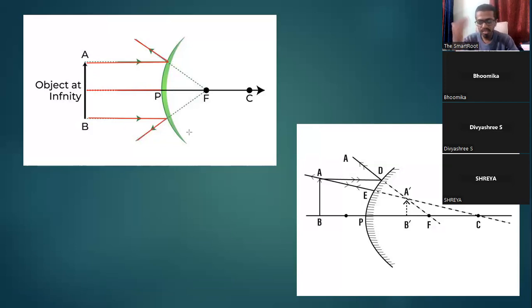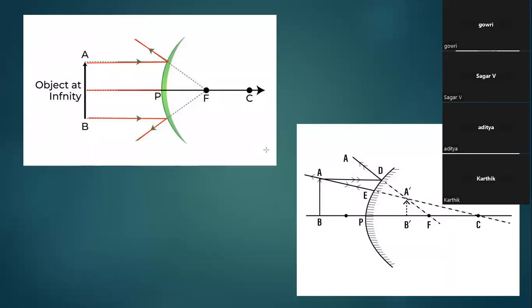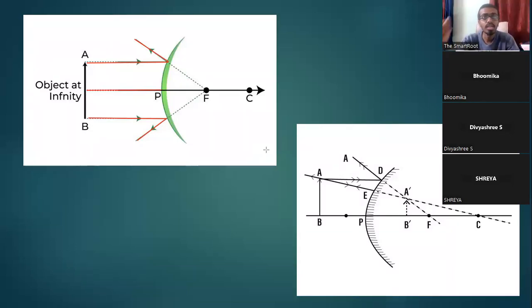We have discussed this before, and this is basic knowledge, where a concave mirror is a converging mirror and a convex mirror is a diverging mirror. Correct? Concave mirror is a converging mirror and convex mirror is a diverging mirror. Okay. Now what we have to do in a convex mirror, there is no chance of the rays meeting at a certain point, is there?